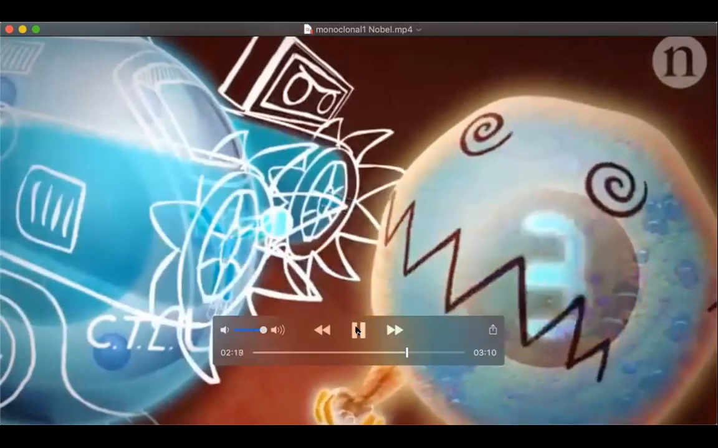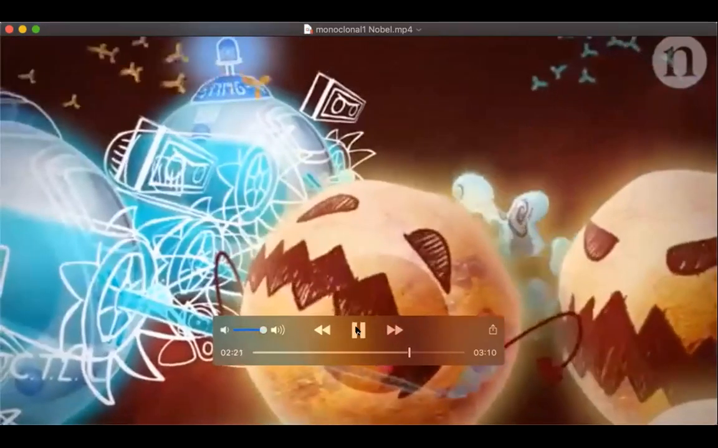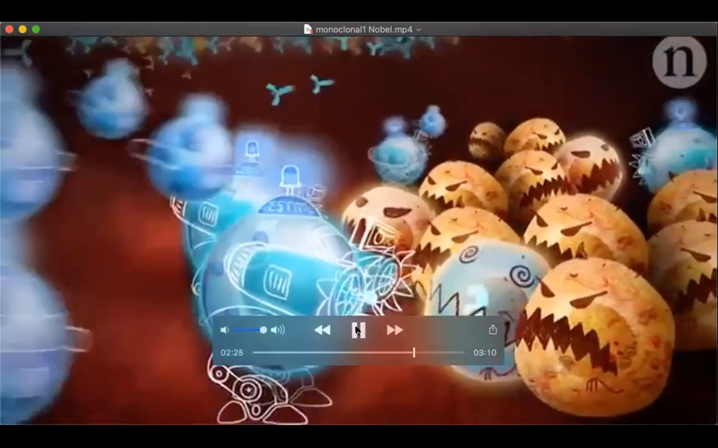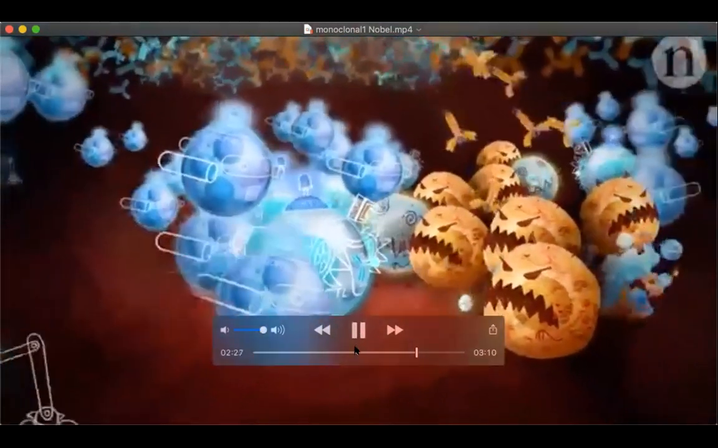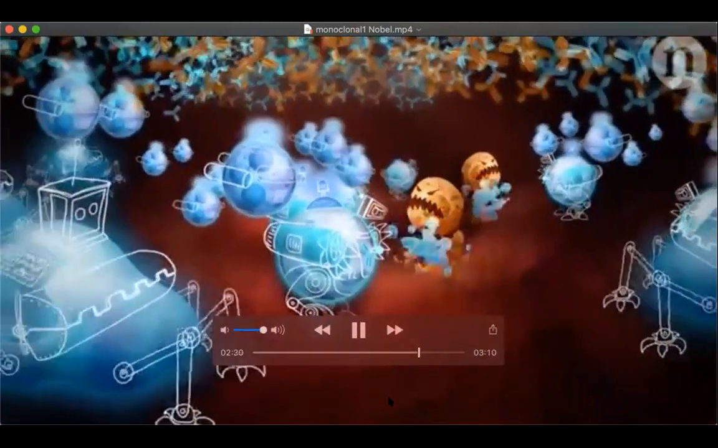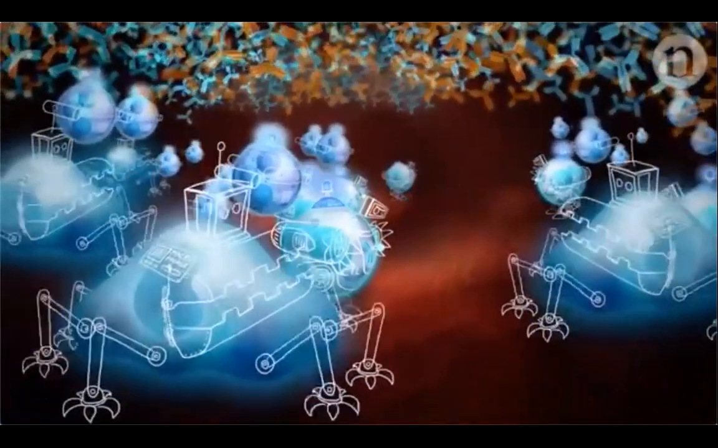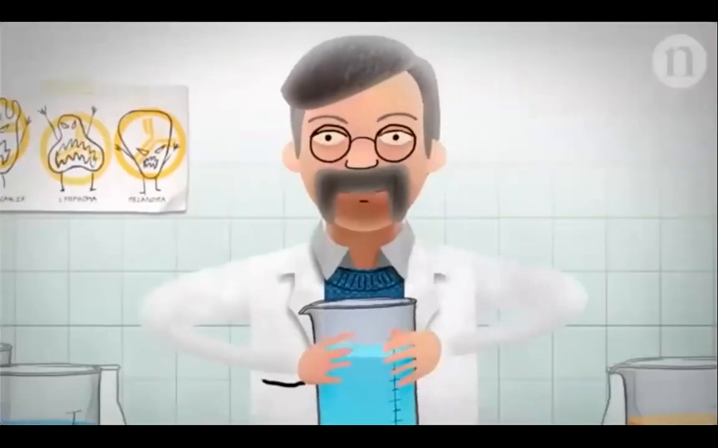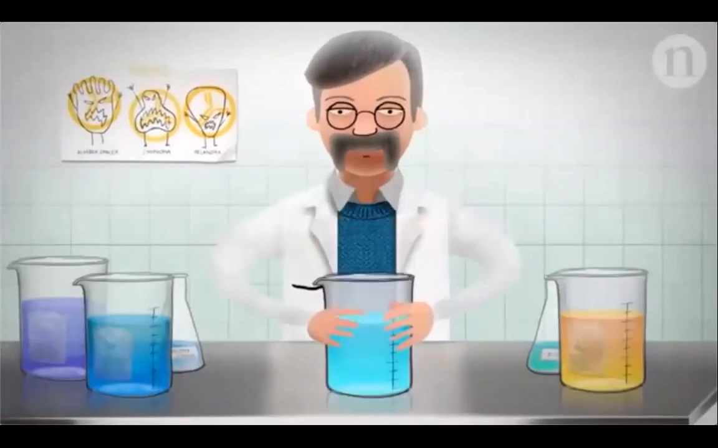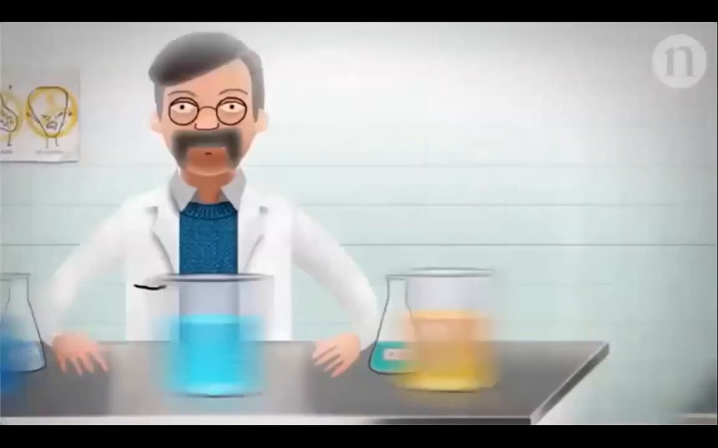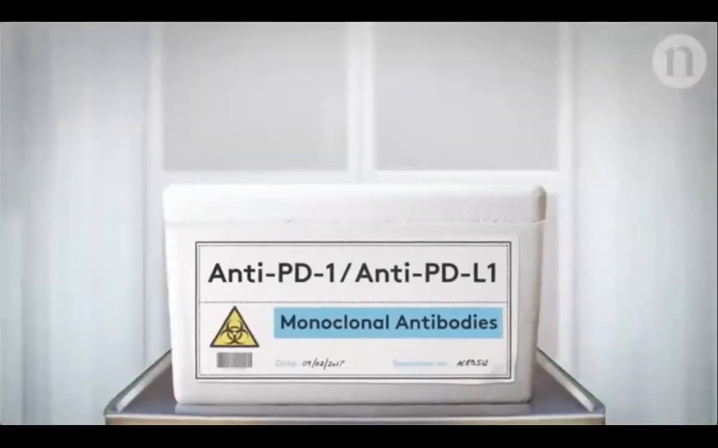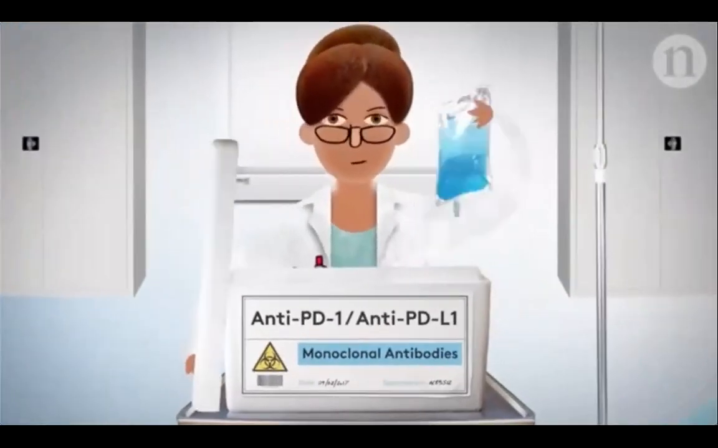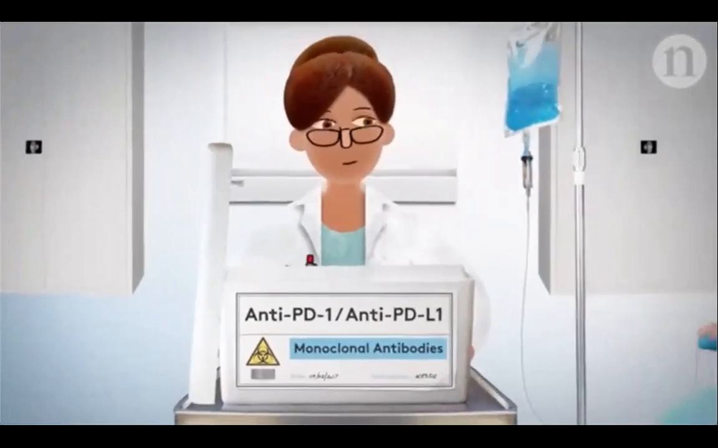Thanks to the monoclonal antibodies, all of the CTLs are fully activated and can blast away the cancer. This is just one way that monoclonal antibodies can be used. They've already proven effective against a whole range of cancers, and yet more are still being developed. With their ability to be targeted at specific diseases, monoclonal antibodies are turning out to be a game changer, and one of our most effective weapons in the fight against cancer.